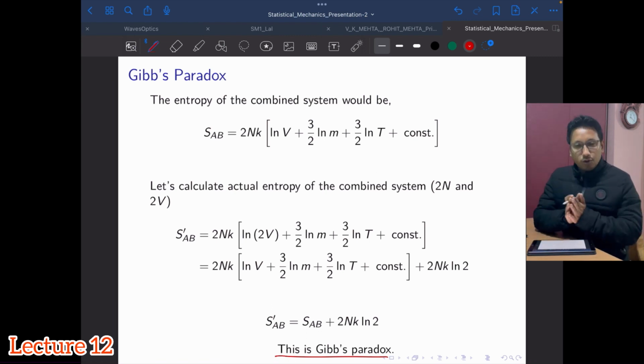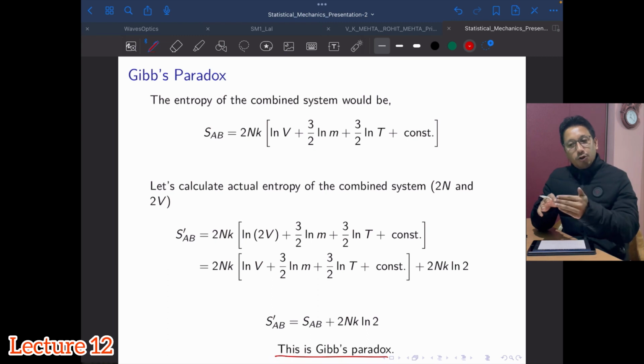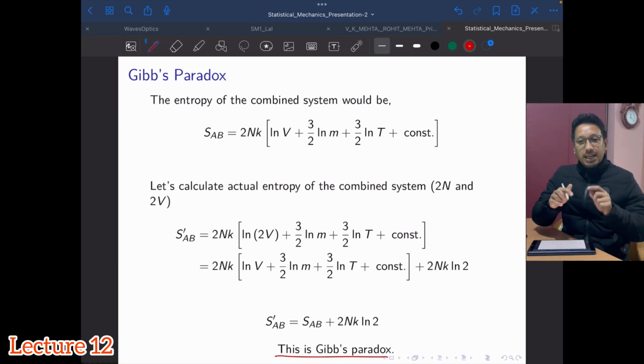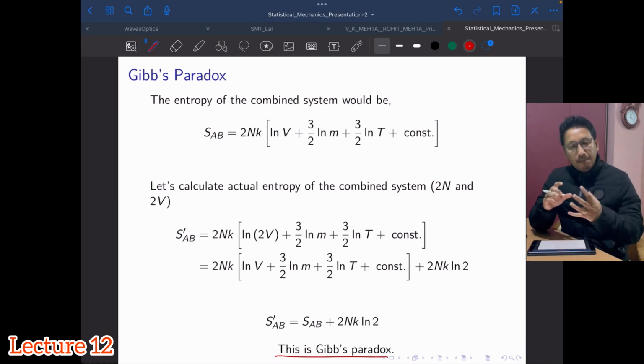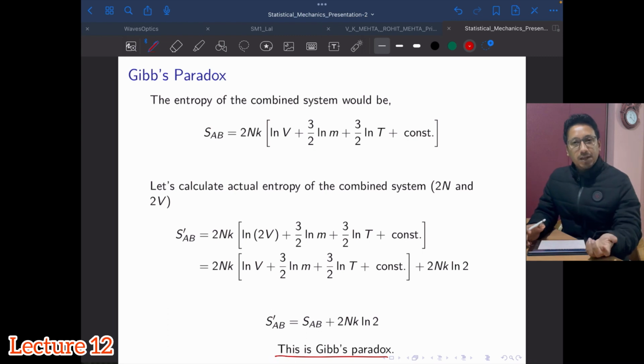While doing so, for this case, we have seen that the entropy that we get by combining the entropies of the systems is less than what we get when we consider the system as a whole. So as a combined system, we have twice N particles, and the volume is twice V. In that case, we have seen that an extra entropy term comes into the picture. So this is known as Gibbs paradox.